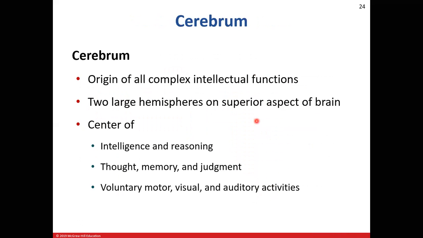So let's look at some of the areas of the brain. And we're going to talk about the largest one first. This is going to be the cerebrum. The cerebrum is the origin of all of our complex intellectual functions. We have two large hemispheres on the superior aspect of the brain. And it's going to be the center of intelligence and reasoning, thought, memory, and judgment. And it's also going to be the location of our voluntary motor, visual, and auditory activities.